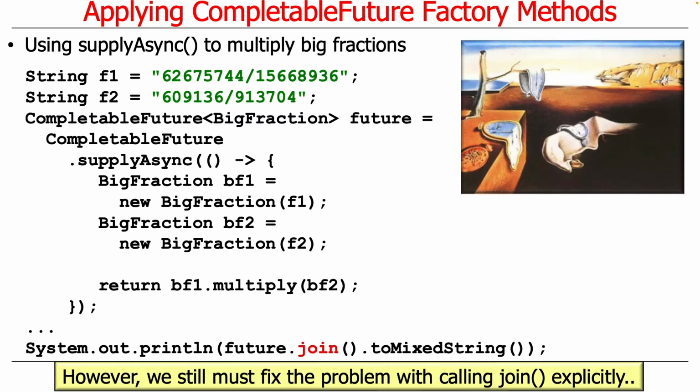However, we haven't solved all the problems because we still are obliged to call join here, which will block the calling thread until the computation that's running in the background has completed. And that remains an issue with this approach. So the fact that we know now how to initiate an asynchronous computation is good. It fixes some of the problems we had before with using Java threads and incomplete completable futures. However, we are not out of the woods yet.